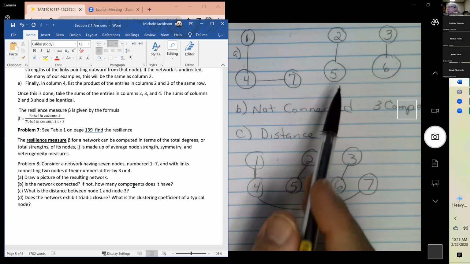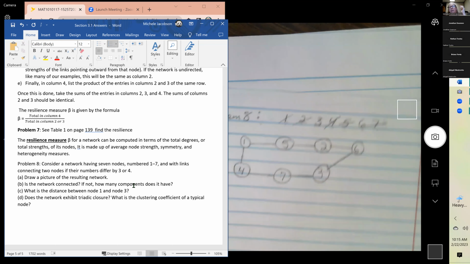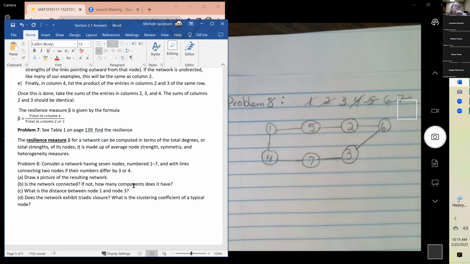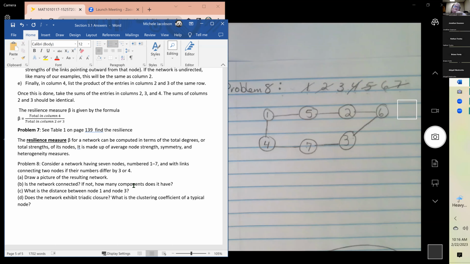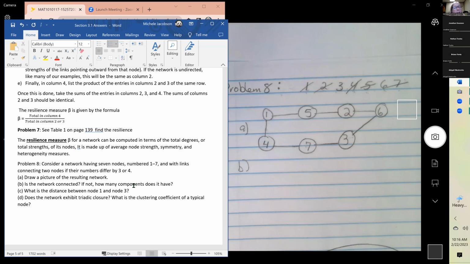But this one, because we added the difference of 4 in there, it connected them all. So then the network ended up being connected. So that would be part A. B is, well, I said it, the network is connected, so there's one component.